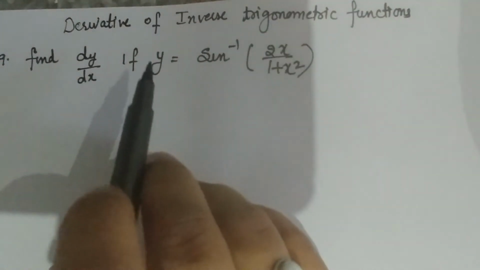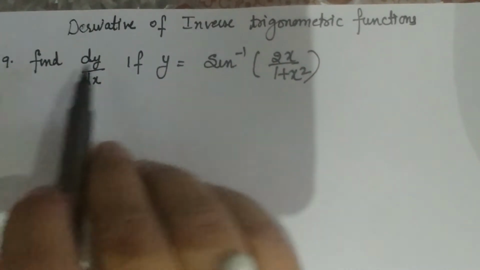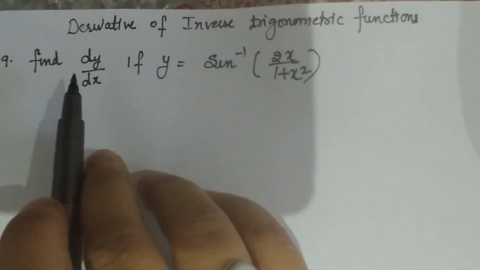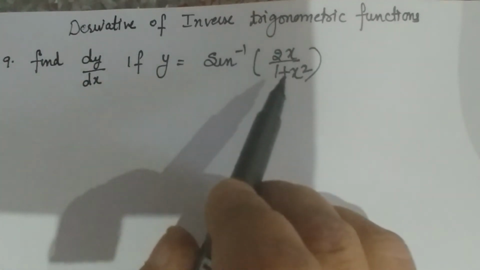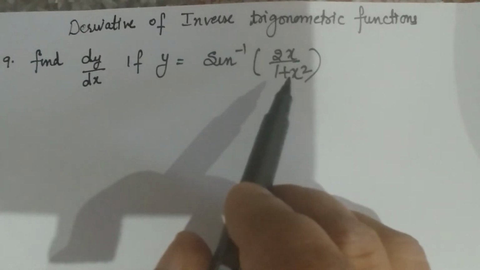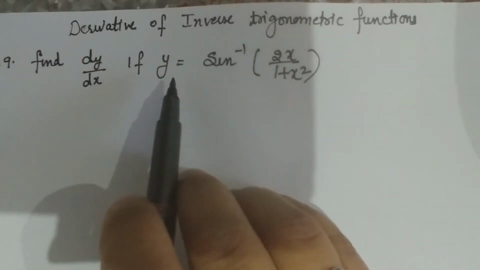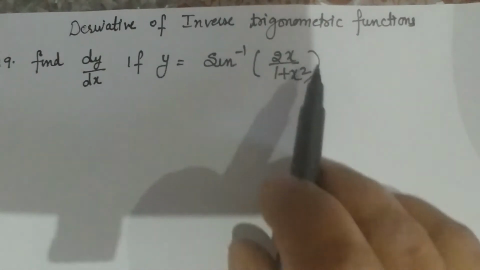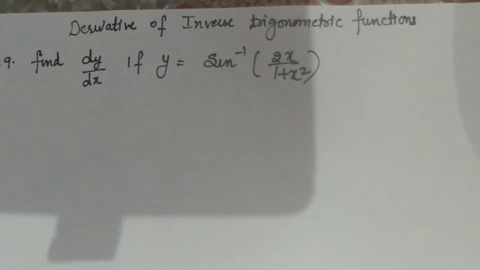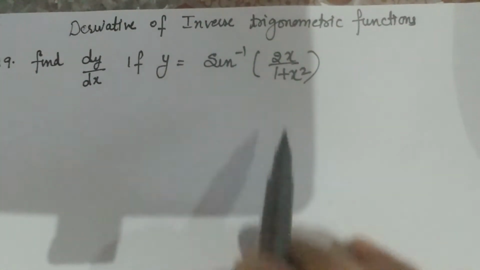Let's see how to find the derivative of inverse trigonometric functions. Question number 9, exercise 5.3 of your NCERT: find dy by dx if y is equal to sine inverse 2x upon 1 plus x square. We have done this already in inverse trigonometric functions. Now look here carefully, it is sine inverse 2x upon 1 plus x square.